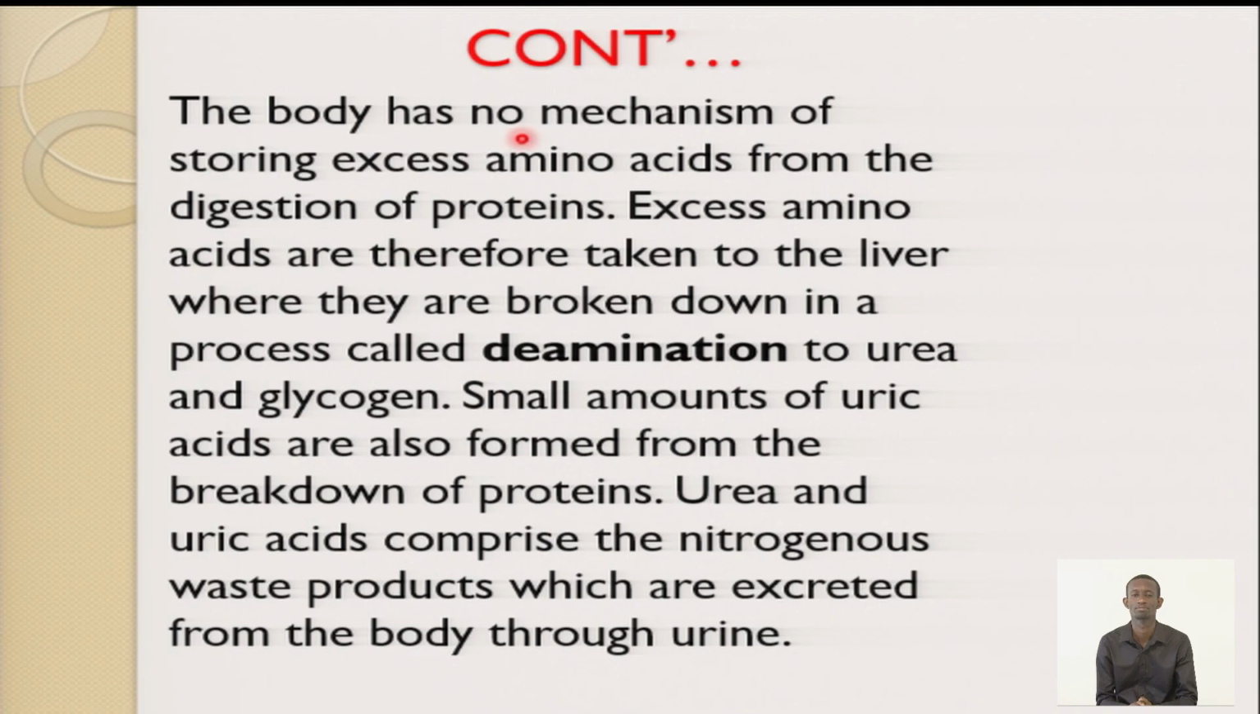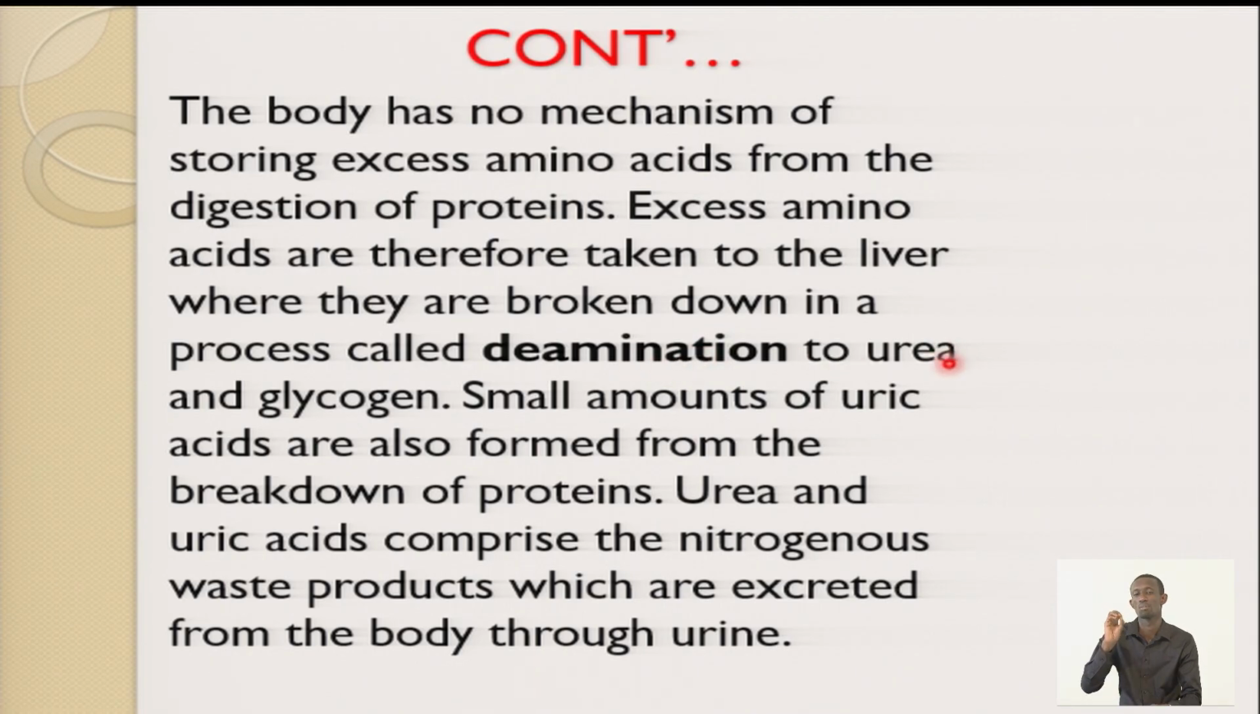We said the body has no mechanism of storing excess amino acids. Let me say there is accumulation of too much amino acids in our body, and the body has no mechanism of storing that excess. So the body will go through the process of eliminating the excess amino acids, which are taken to the liver. So the liver has to do the function called deamination. Deamination is the process of breaking down excessive amino acids that are going to be released out of the body, converting them into ammonia.